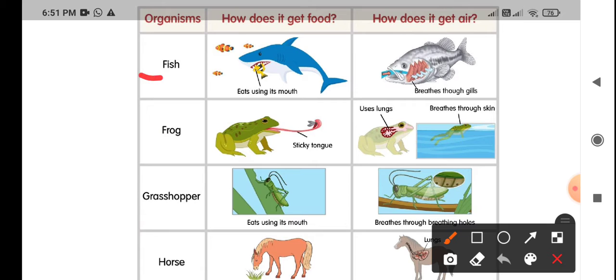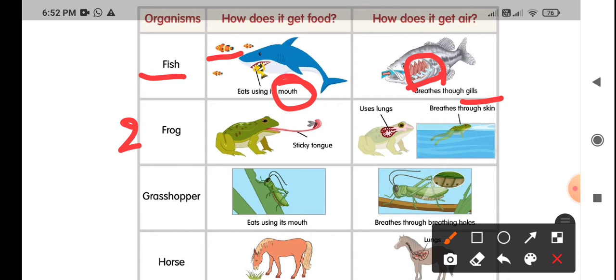So the first organism is fish. What does the fish use to get its food? Which organ are they using? They are using the mouth, same as us, for eating food. You can see a big dolphin or shark is also eating small animals, small fishes, by using its mouth. And they breathe through the gills, special organs they have like fishes, so they are breathing with their gills.